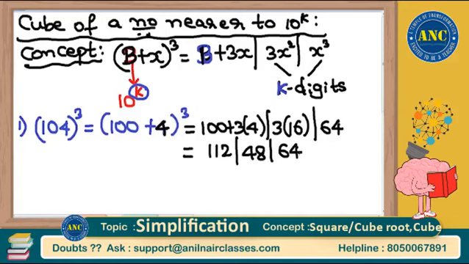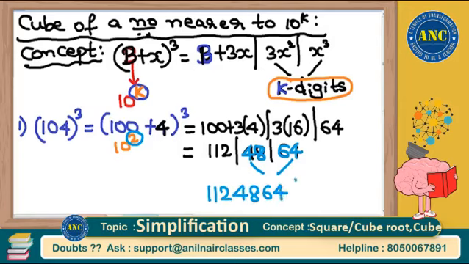Now, what are they saying? Think logically, sir. The last two positions should have k digits. K is nothing but the power of 10 in the base. 100 is nothing but 10 power 2, so the k value is 2. Last two positions should have 2 digits. Is 64 written in 2-digit format? Yes, it is. Is 48 written in 2-digit format? Yes, it is. Remove the slash, you will get the answer: 1124864 should be the answer for 104 whole cube.